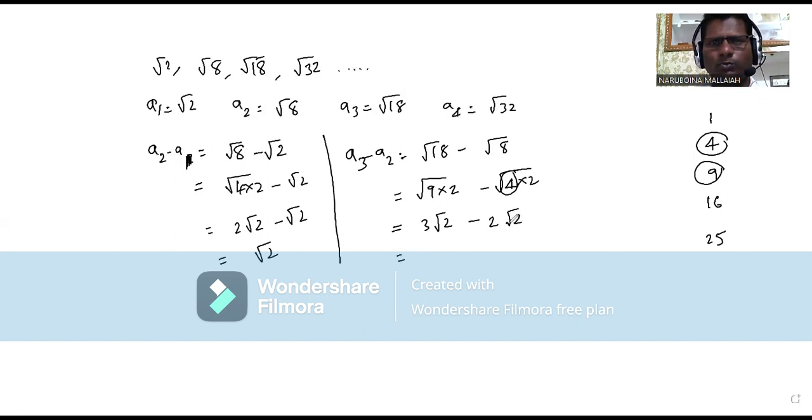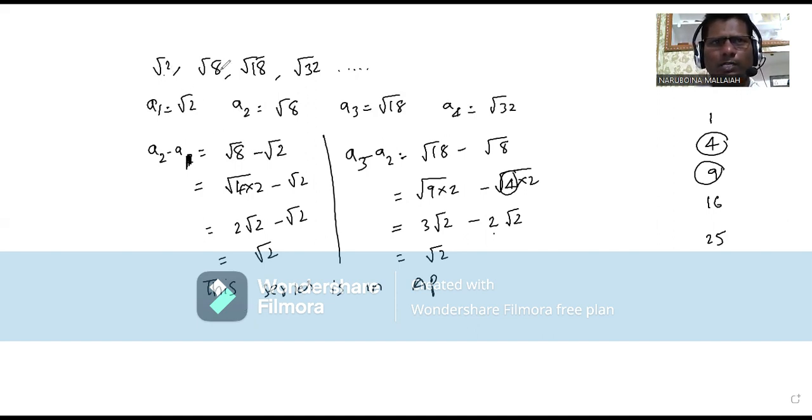3 root 2 minus 2 root 2. Meaning, here we have 2 root 2's and here we have 3 root 2's. So subtract 2 root 2's from 3 root 2's, and we get 1 root 2. A2 minus A1 gave us root 2, and A3 minus A2 also gives root 2. That means the common difference is the same. Whenever the common difference is the same, the numbers are in AP. So this is in AP. Next, our question is to find the next 3 more terms.